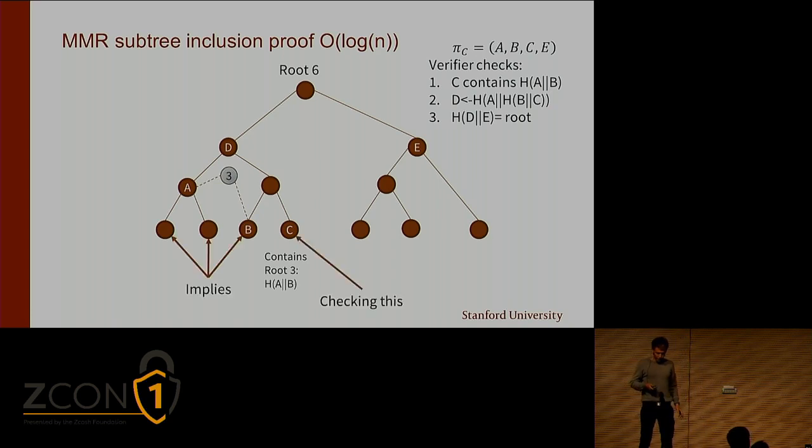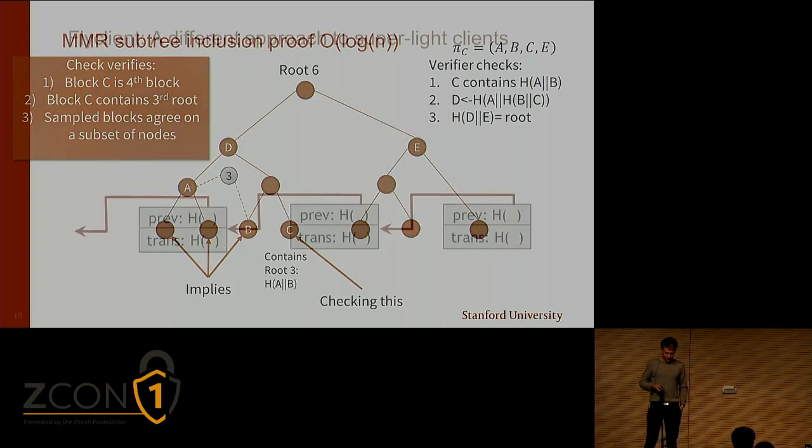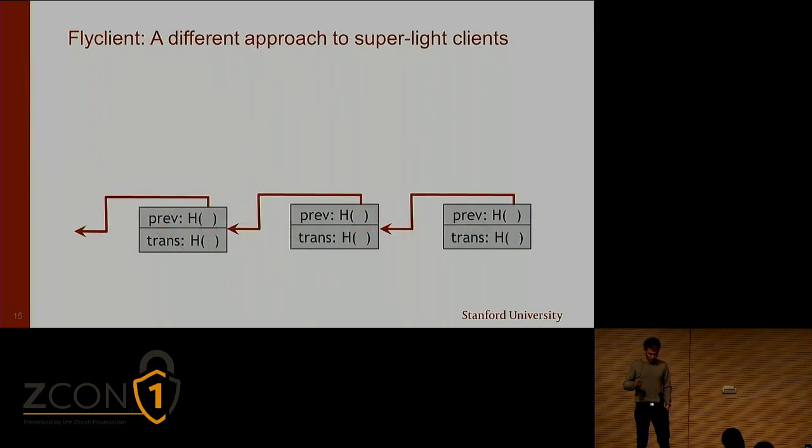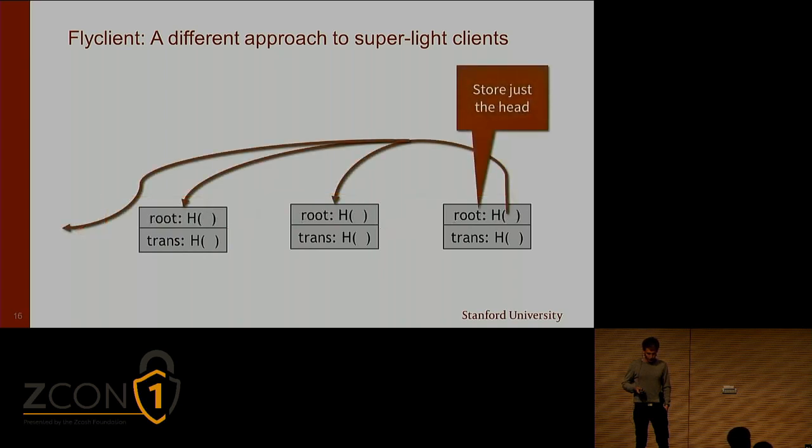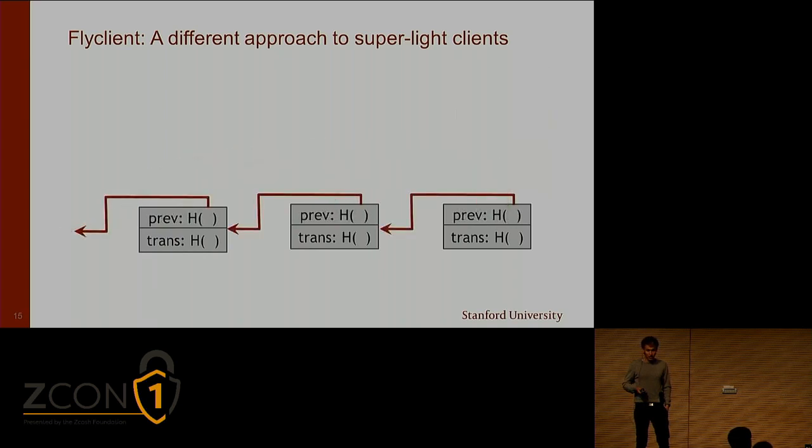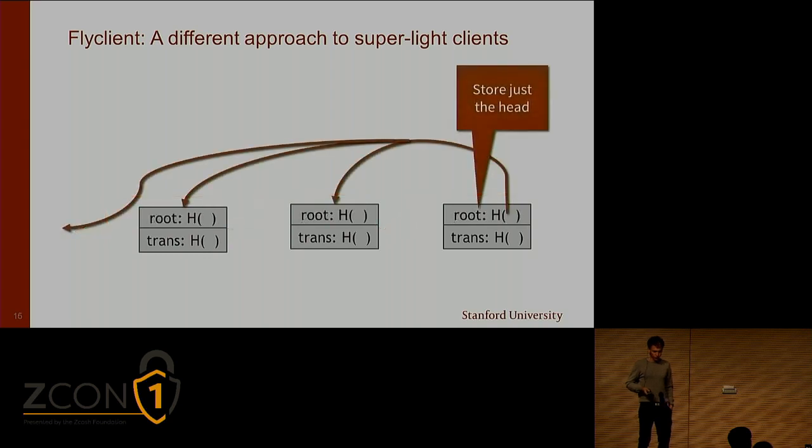So checking this implies that all of these are in the whole tree, or that they all are agreed upon. So what is this different approach to super light clients? Well, as I said, instead of using a chain, a blockchain, we use a Merkle tree. So every block now suddenly contains an MMR of all of the previous blocks, and we don't have this chain. We don't really need this chain structure anymore.